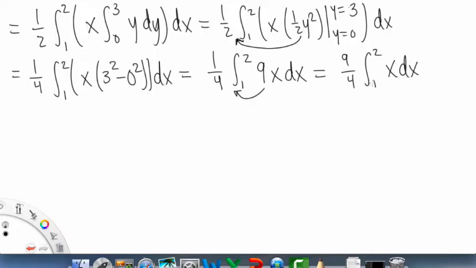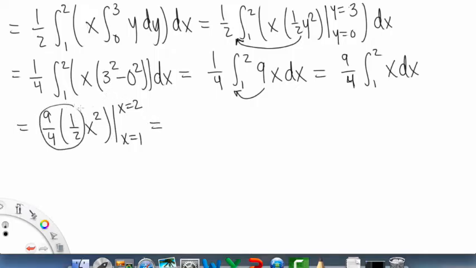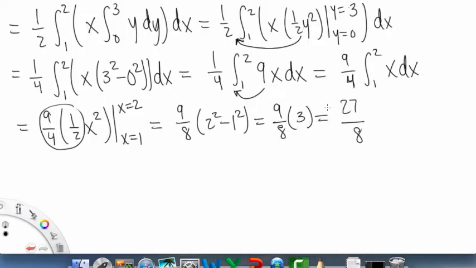And then at this point, we're down to single variable calculus, which we should all be familiar with by now. So this will be 9/4 times 1/2 x squared as x goes from 1 to 2. Okay, and now we just plug in. So these in front, I'll just combine those into a 9/8. And then we have 2 squared minus 1 squared, which is 9/8 times 4 minus 1, which is 3. So our final answer is 27/8.